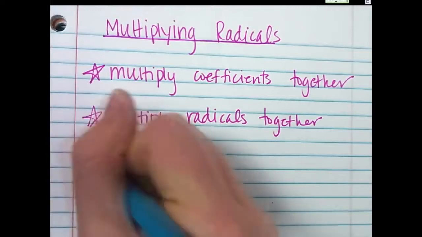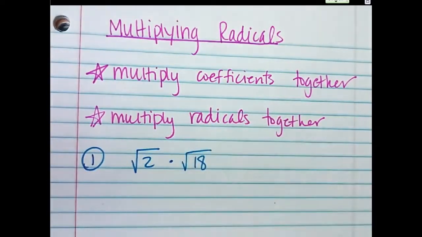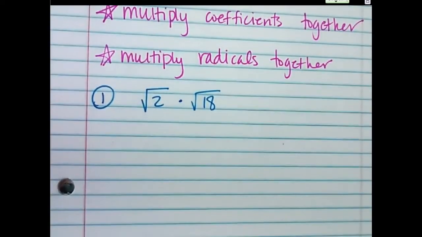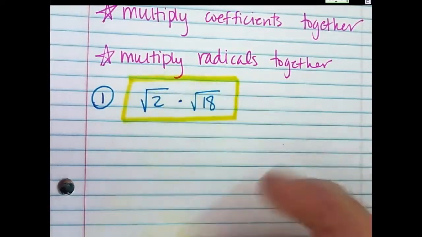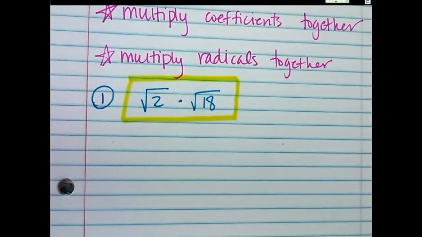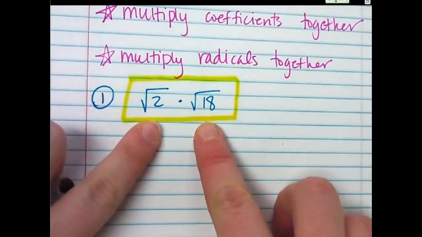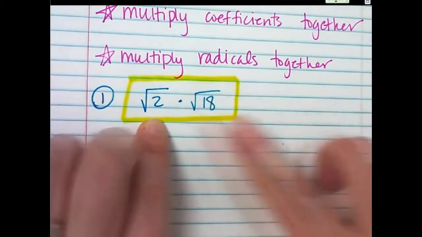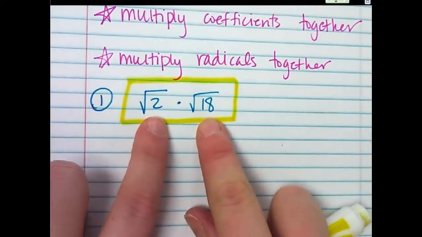Okay, so let's do a couple of examples here. So first one, square root 2 times square root 18. When you do these, you can multiply and then simplify, or you can simplify and then multiply. So when you look at that, can you simplify either of those? Yeah, you could do the 18. Now, I don't usually simplify and then multiply because usually you have to then simplify again. So it's like double work. So I'm just going to multiply these together.